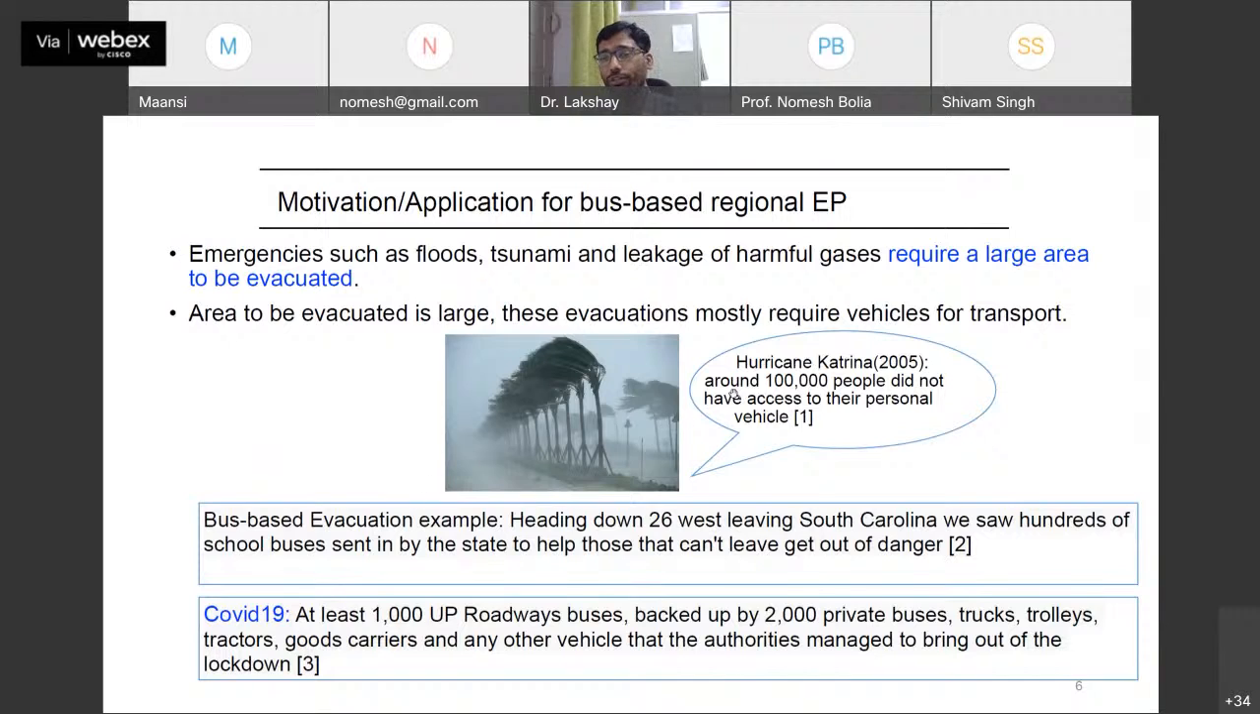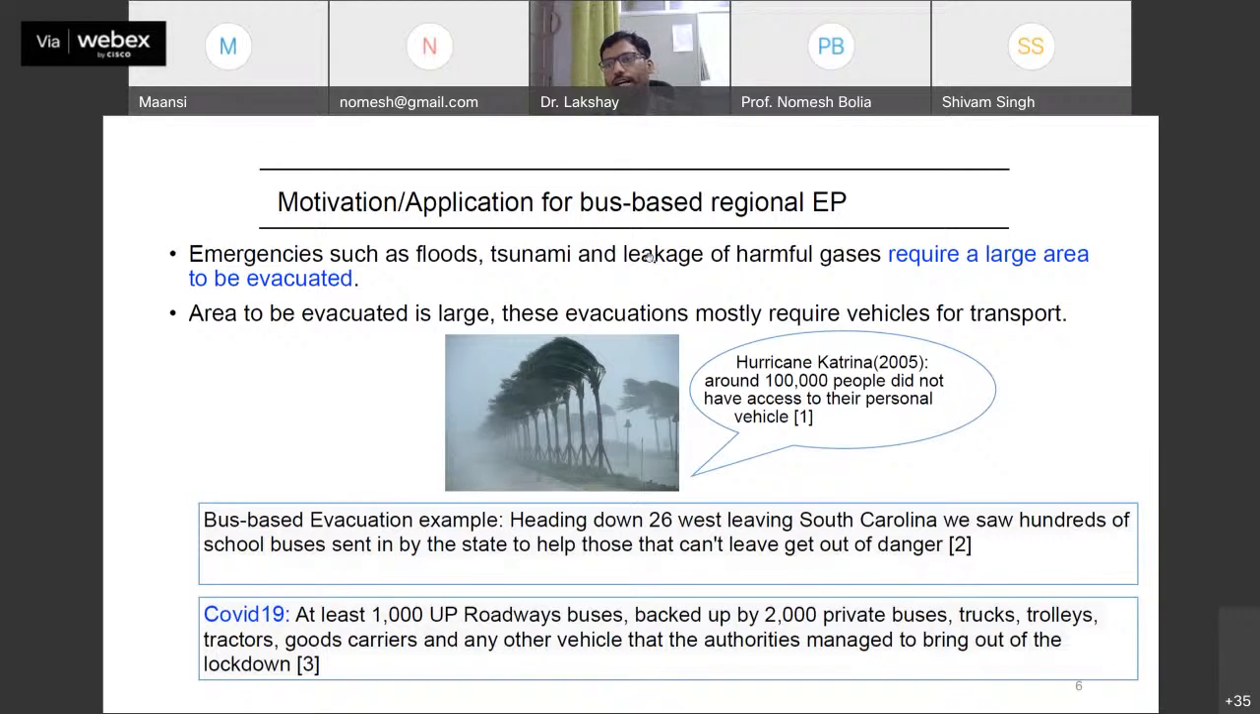So what happened in Hurricane Katrina in 2005 is that many people did not have any access to a personal vehicle, and they needed to go from the hazardous or dangerous place to a safe place. They didn't have any kind of mode. And what was observed in such a hurricane is that all the buses were flooded. It was found after the study that the buses were flooded. So this is the trigger point where bus-based evacuation planning actually originated. The people started shifting to such bus-based evacuation planning.